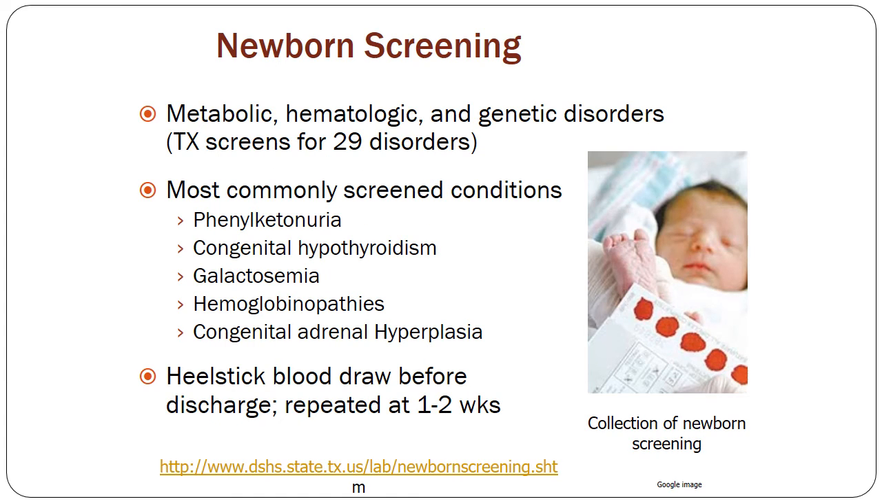The newborn screen is done. It checks for metabolic, hematologic, and genetic disorders. Texas screens for about 29 disorders. The most common screening conditions are phenylketonuria, and you learned about that at your pregestational risks, congenital hypothyroidism, galactosemia, hemoglobinopathies, and congenital adrenal hyperplasia. So those are the most common ones that are detected.